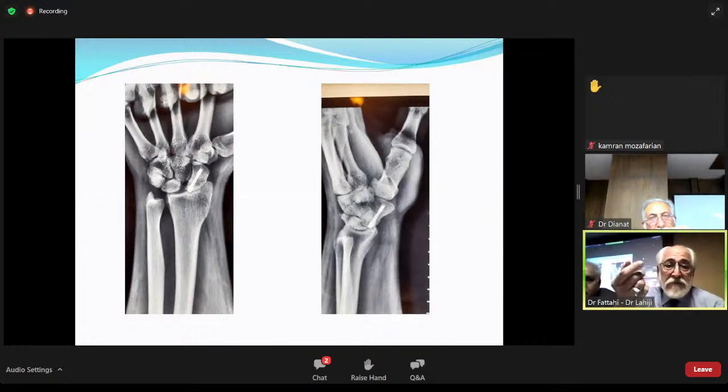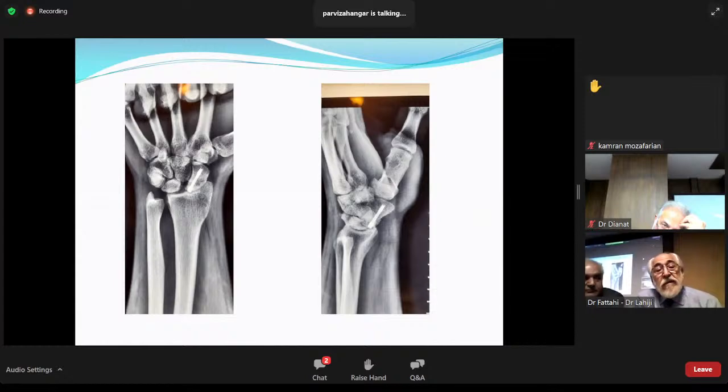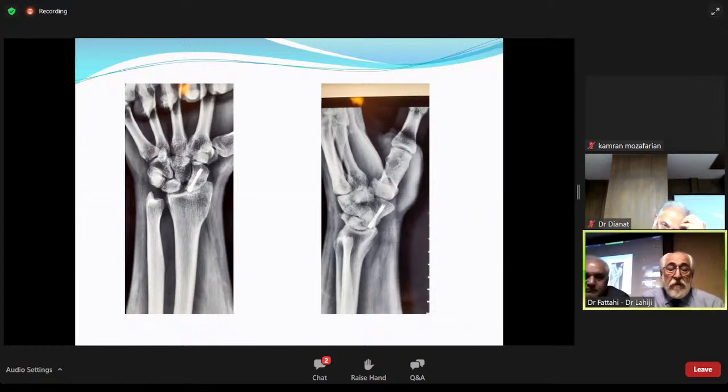I don't know. In my experience with 2-3 cases during these 30 years, I always see that the scapholunate is stretched in boxers. This is the only thing that I see. I don't know if anybody else. Maybe the normal variant in boxers. Yeah, perhaps. Yeah, thank you.